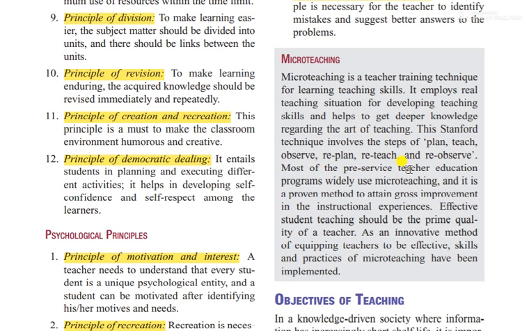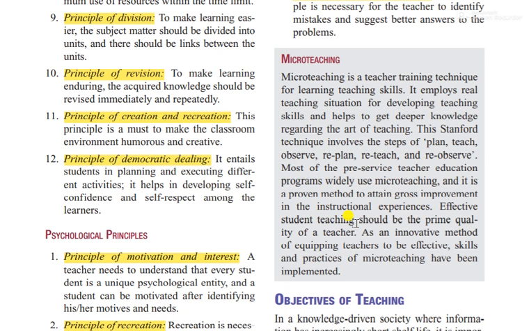Most of the pre-service, before entering the teaching profession, there is micro teaching, where there is the teacher and there are the peers. They are peer teachers, and the trainee teacher gets feedback and corrects again. That's why plan, teach, observe, replan, reteach and reobserve, by which the teaching can be better. It is a proven method to attain gross improvement in the instructional experience.